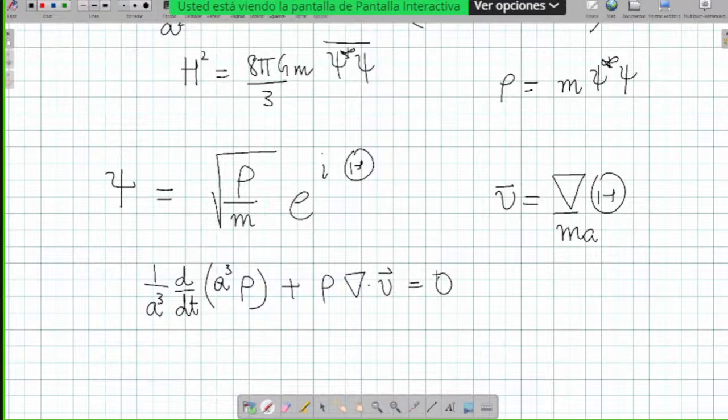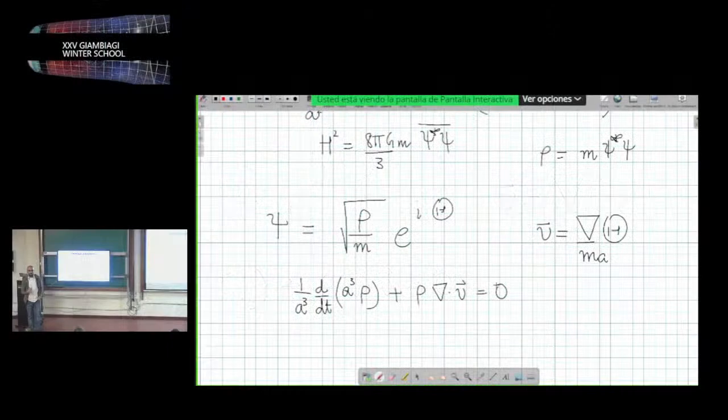Do you recognize this equation? This was the mass conservation equation we started with. Same equation again. Great. Okay. So we know how to deal with this equation. This is very nice. And I have made no approximations in going from the Schrodinger-Poisson equation to this equation. Just definition.